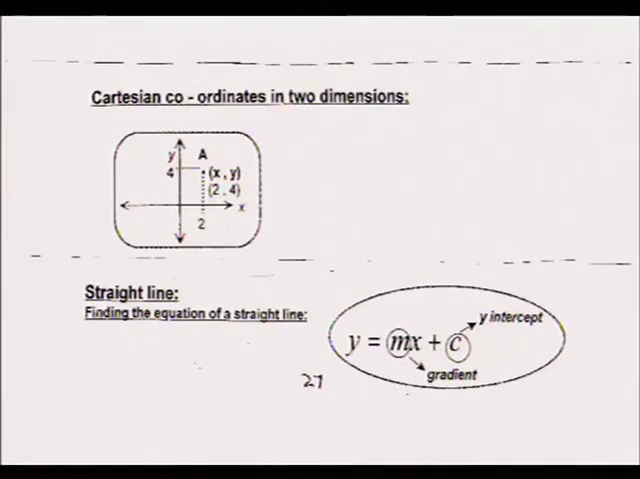Cartesian coordinates, always your x value first and then your y value. Your straight line graph is y is equal to mx plus c, where c is the y-intercept. The y-intercept is at c, or the value of c, for example minus 3. Your gradient is your m, and it's most of the time positive or negative, a fraction.